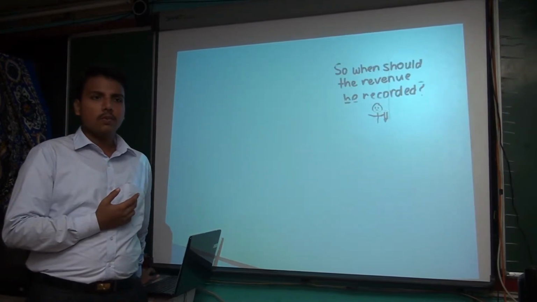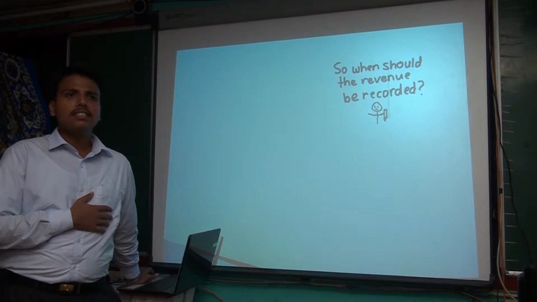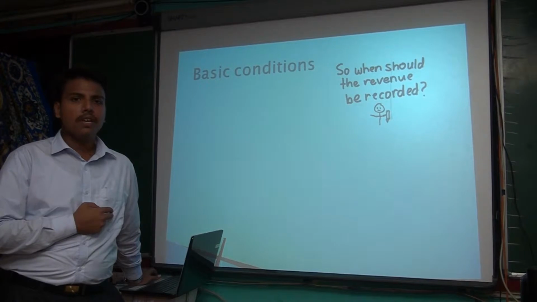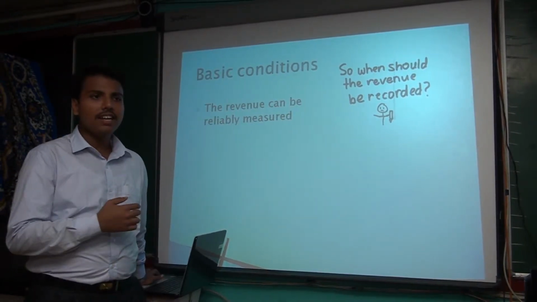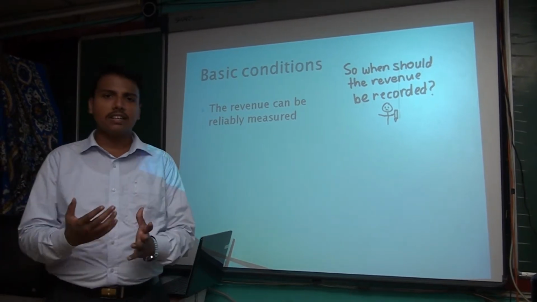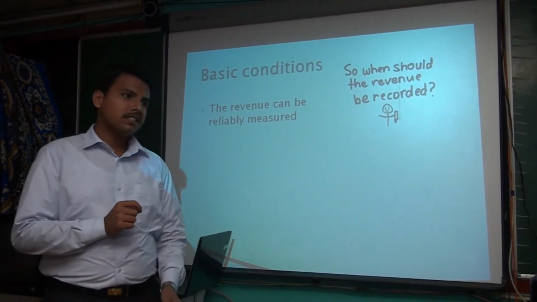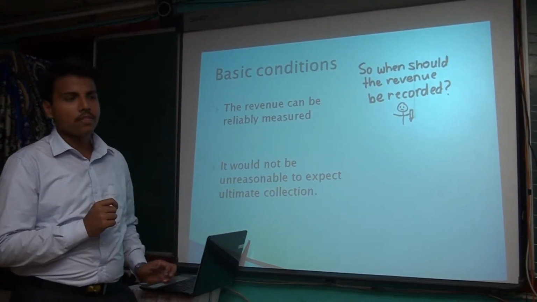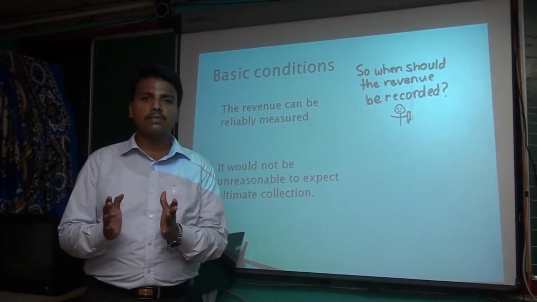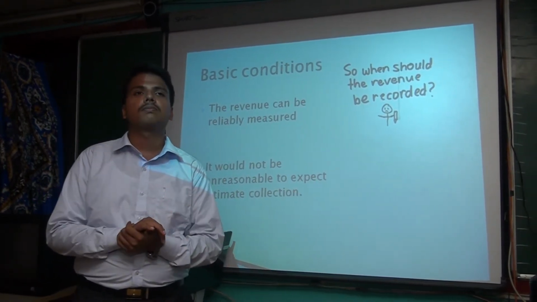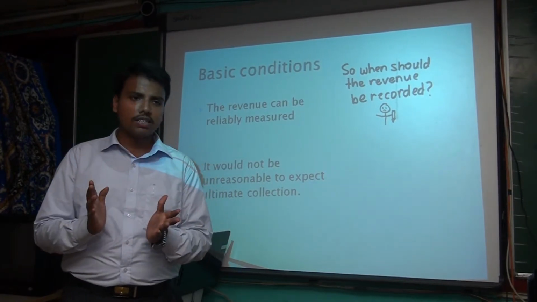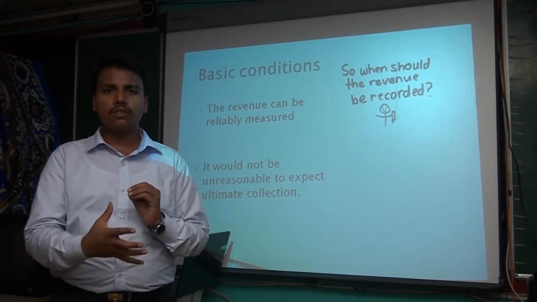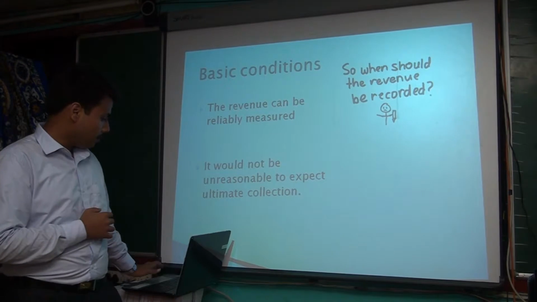So the big question is, when should revenue be recorded? Essentially, there are two basic conditions for recognizing revenue. The first one is, it should be able to be reliably measured. Unless revenue is reliably measurable, we can't recognize it. The second condition is that it should not be unreasonable to expect ultimate collection of revenue. If it is unreasonable to expect ultimate collection of revenue, we have to postpone revenue recognition. Keeping these basic conditions in mind, let us see what is the revenue recognition criteria for each of the three sources of revenue. The first one being the sale of goods.